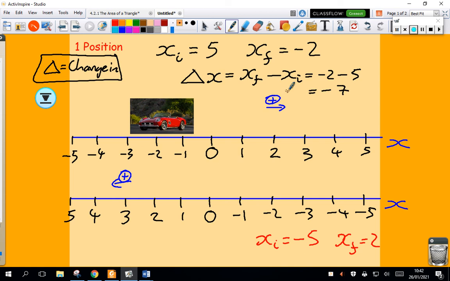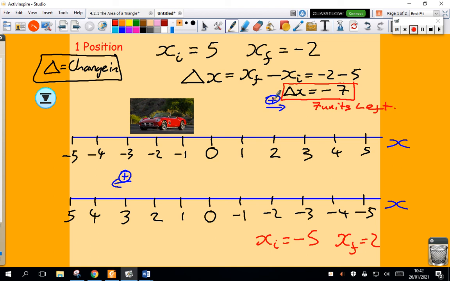So our change in x, which actually has a name, which we'll talk about in our next lesson, our change in position is actually -7 in this case. What does that mean? Well, it means it's moved 7 units. Why negative? Well, on a right positive system, the negative is saying it's moved 7 units to the left. So this is telling me that we have moved 7 units left, because it's a right positive system.